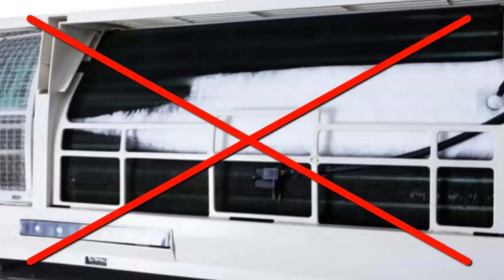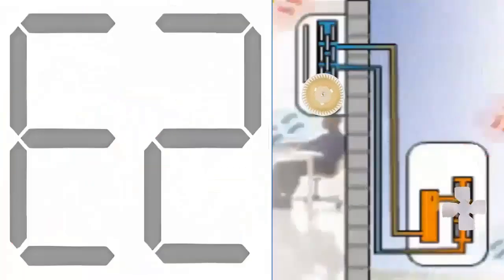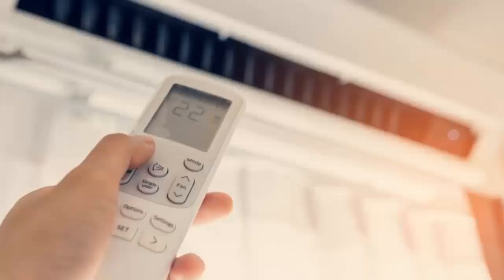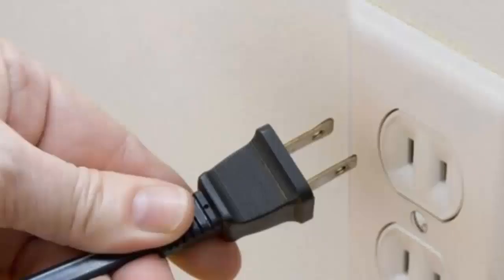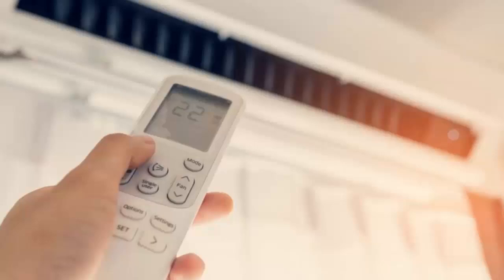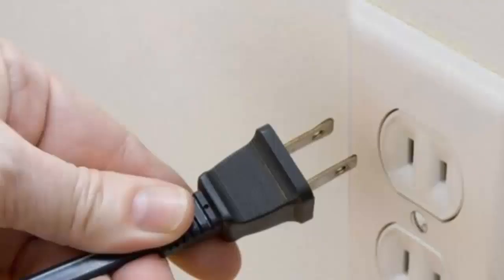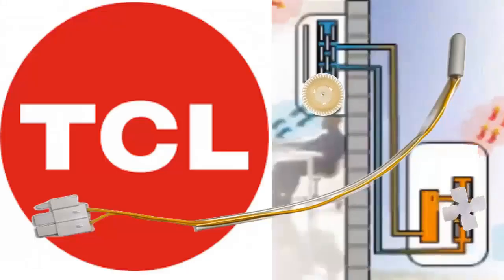To resolve the E2 error in TCL units, it is recommended to follow these steps. 1. Turn off the unit and disconnect it from the power supply for several minutes, then turn it back on to see if the error reappears. 2. If the error reappears, turn off the unit again and disconnect it. Pay close attention to the condition of the sensor itself.